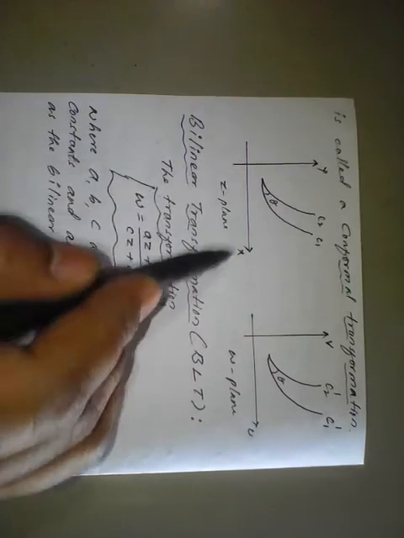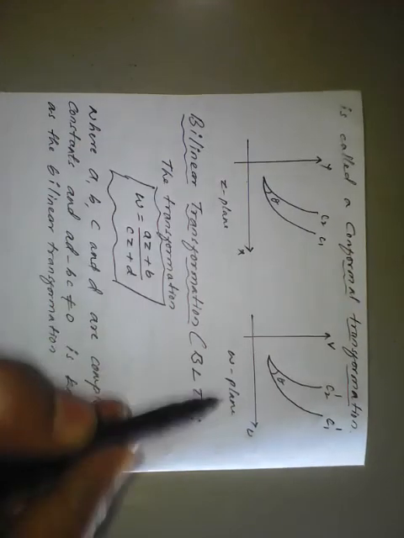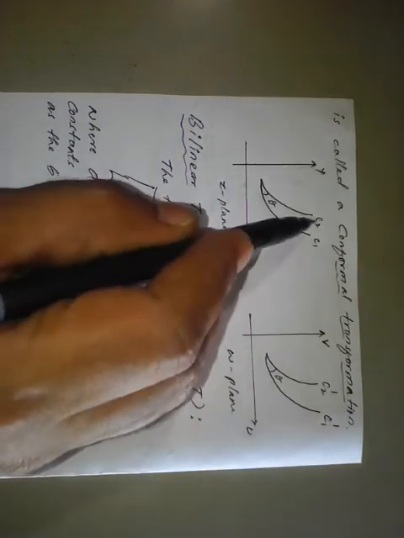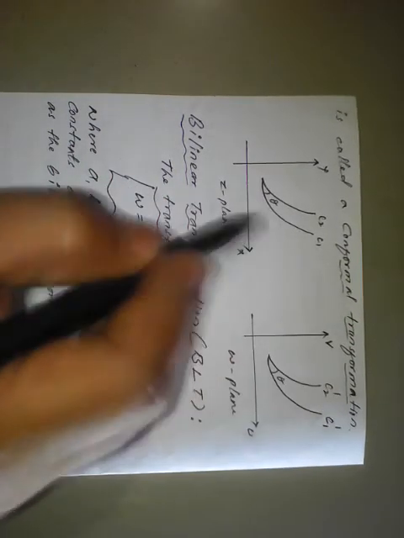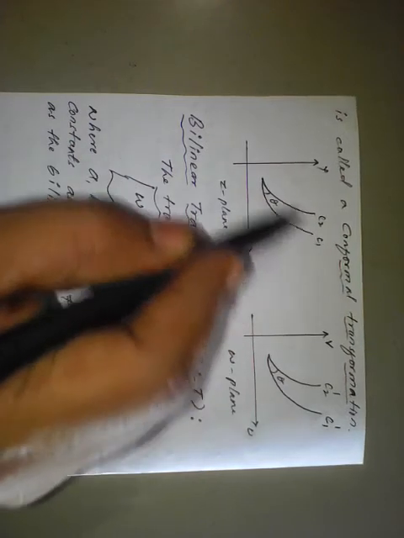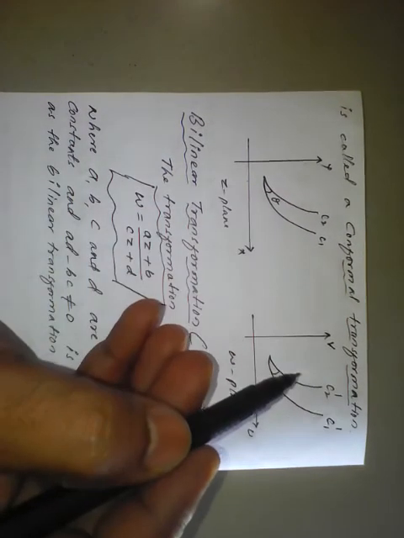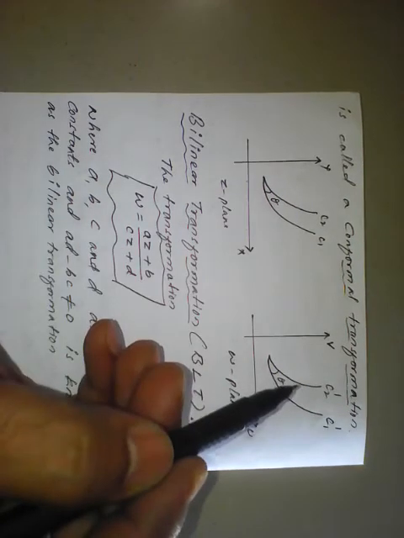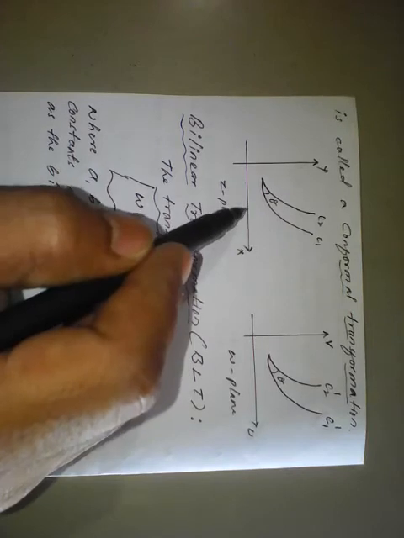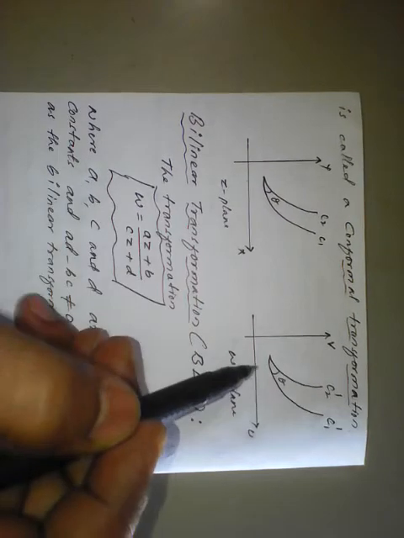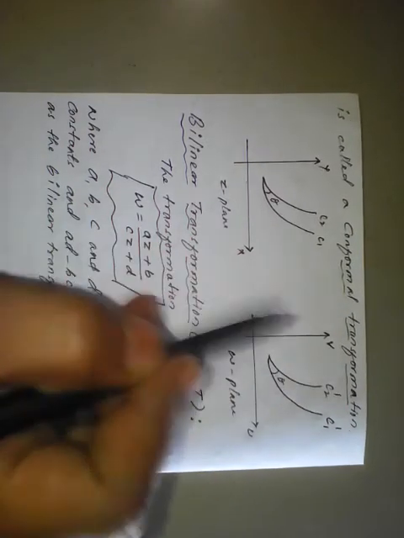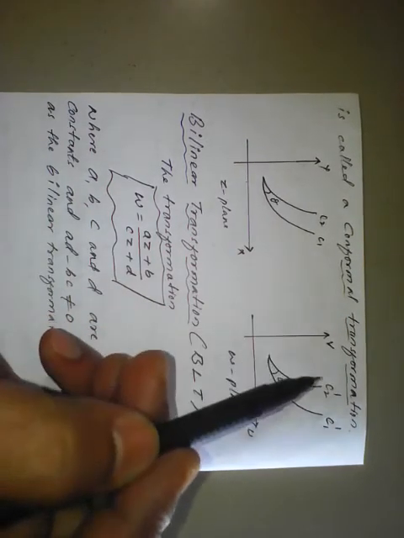This is the z plane, that is x and y, and this is the w plane. So c1 is converted to c1 dash, and c2 to c2 dash. In general, a line may convert to a circle, it may convert to a parabola, or some other image. That conversion from the z plane to the w plane is called a conformal transformation. We'll see more detail with an example.